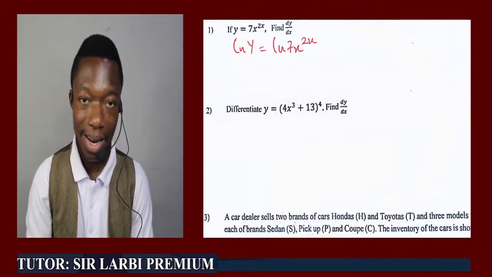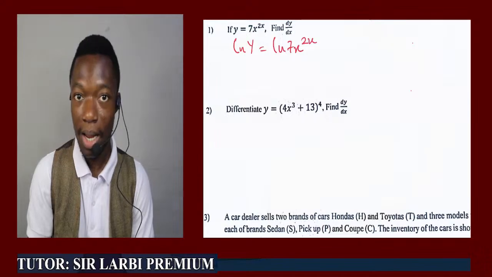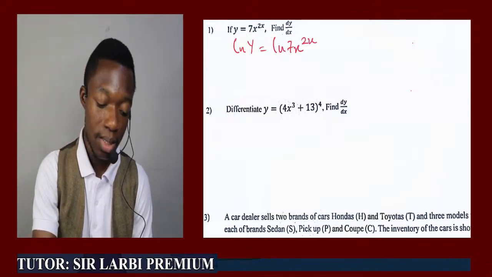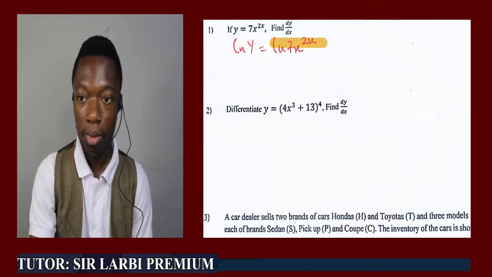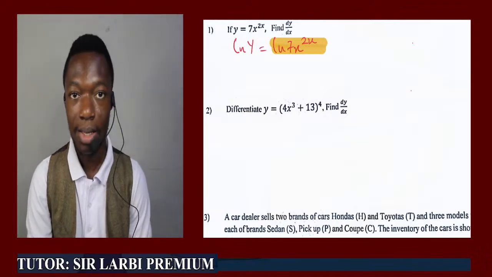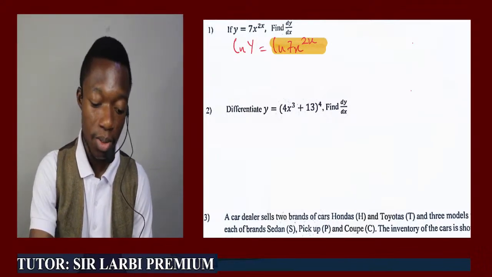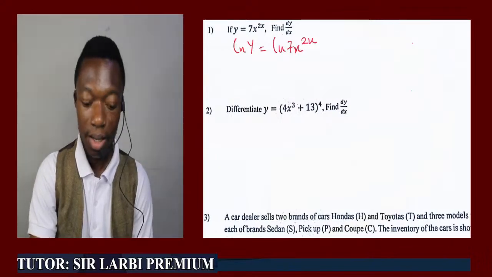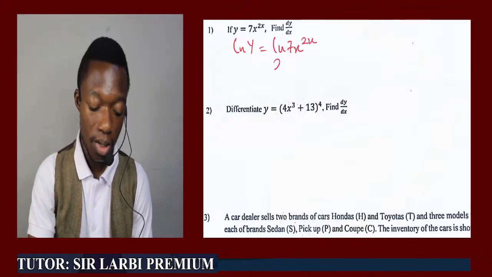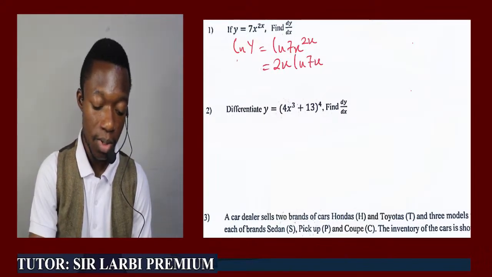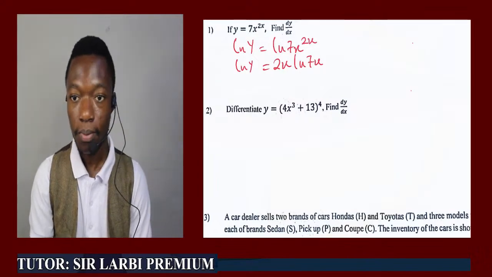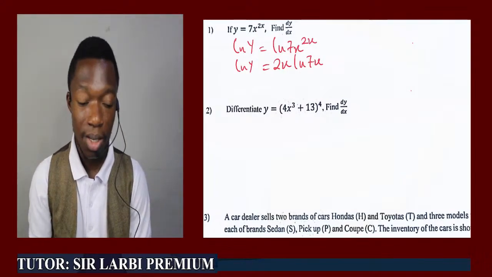Once you have that, the next thing you want to do is apply the laws of logarithm. We can capture this in the third law, or the power law. So we write log 7x to the power 2x as 2x log 7x, and that should be equal to log y.